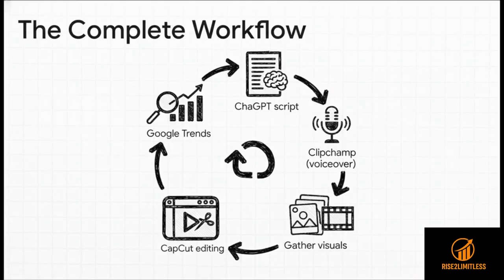So let's just run through that whole workflow one last time. You find a trend on Google Trends, you get ChatGPT to rewrite an article about it, you create an AI voice in Clipchamp, you grab visuals from all over the web, you edit it all together in CapCut, and then you just do it again and again and again for every big trending story that pops up.